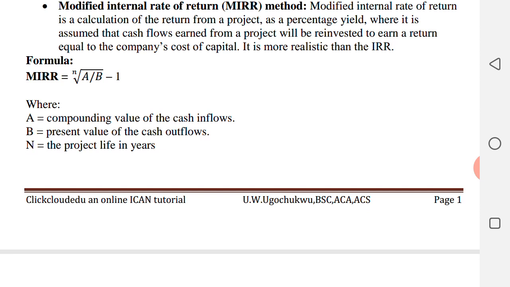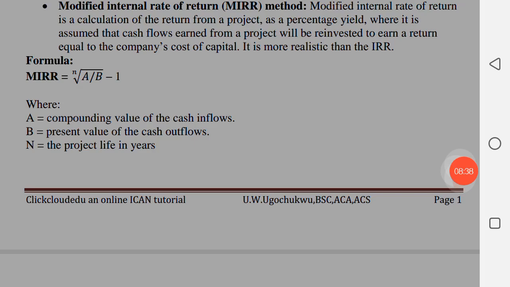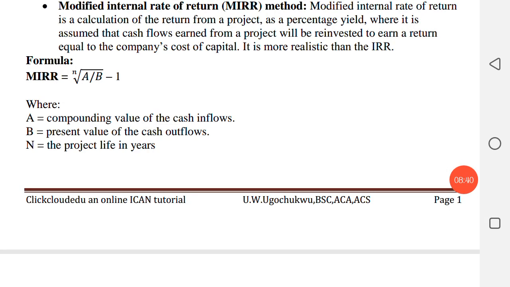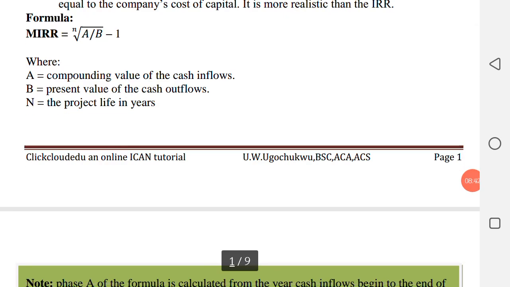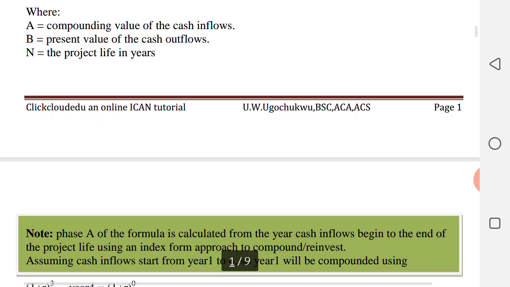So I give you the formula here. Though this one, you don't need to bother yourself more on. So it is the nth root of A over B, minus 1, where A is the compounding value of the cash inflows, B is the present value of the cash outflows, and n is the project's life in years.